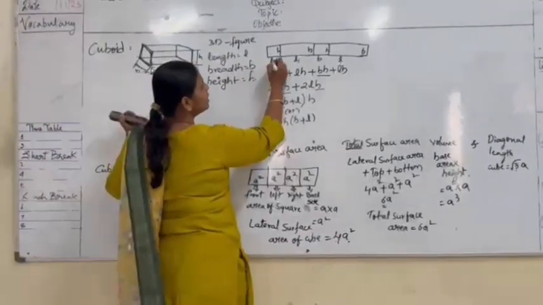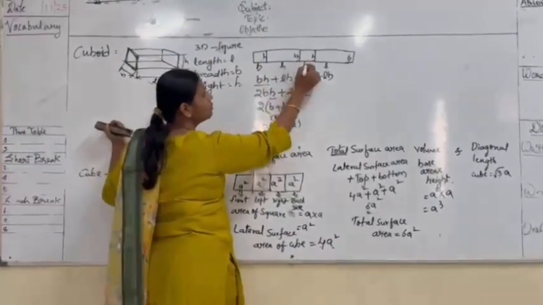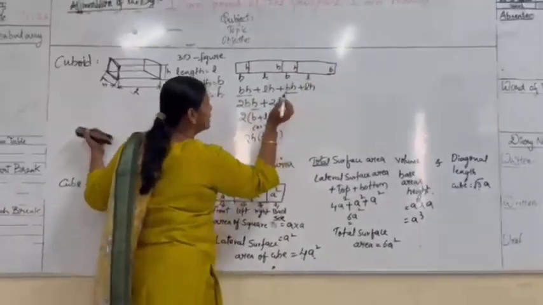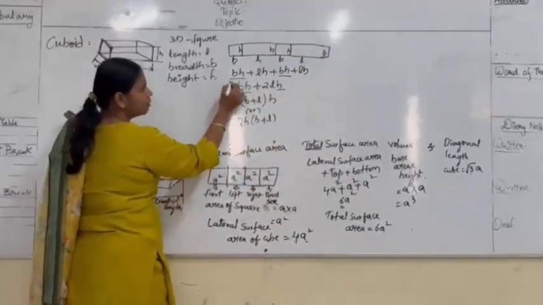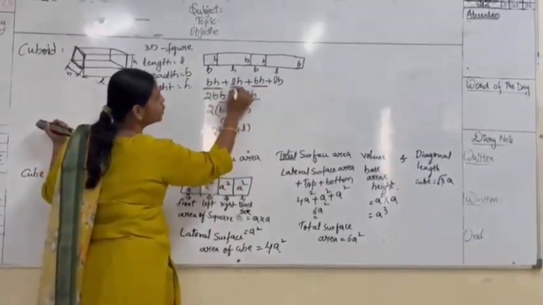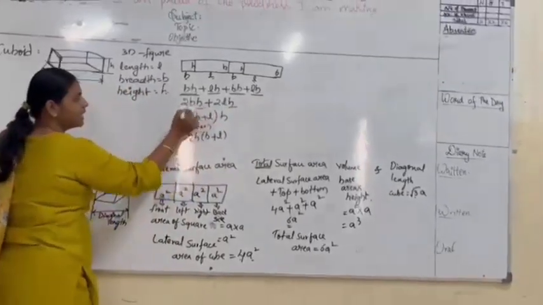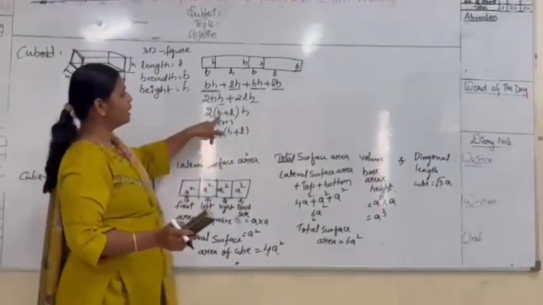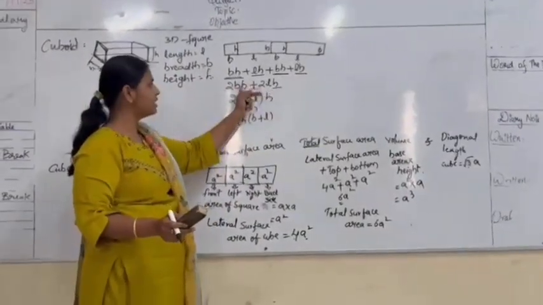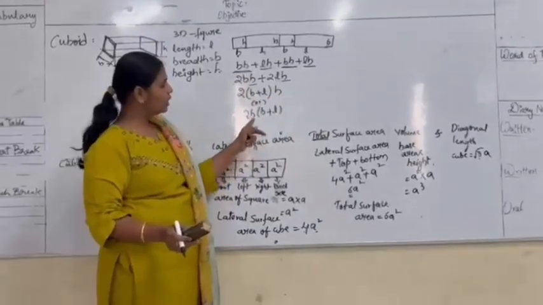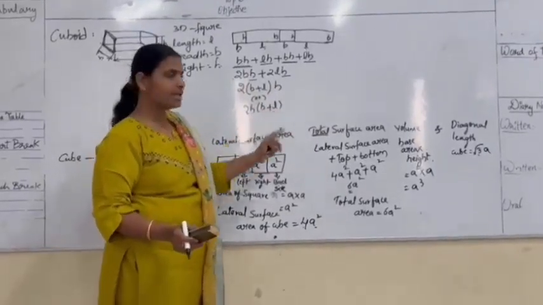By adding this, breadth height plus length height plus breadth height plus length height, taking 2 as common, because we are having 2 BH and 2 LH, I am getting 2 into B plus L. Again I am taking H as common. 2H into B plus L.